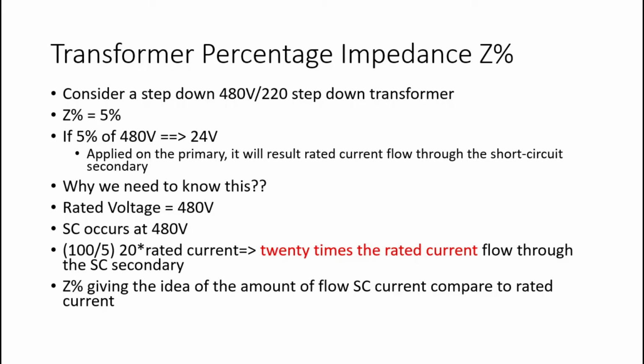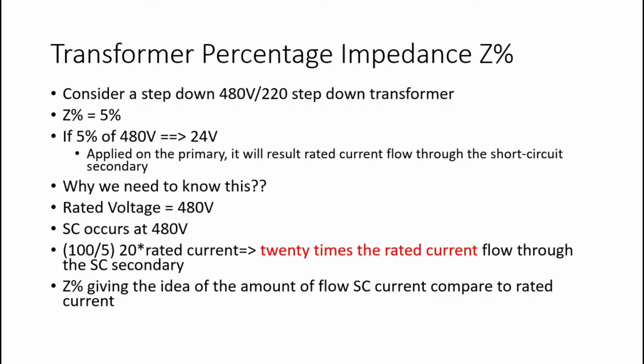So for example, if I have a 5% impedance transformer, this means that in case of a short circuit, 20 times the rated electrical current will flow through the secondary side. Or if I have a 20% percentage impedance transformer, this means that at the time of a short circuit at the secondary, the electrical current flowing through the secondary is 100 divided by 20 times the rated current.